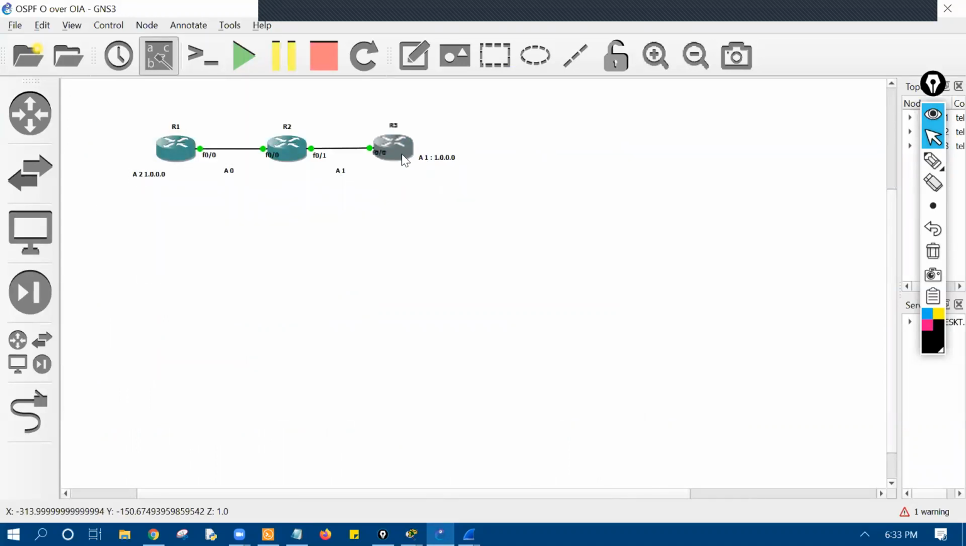Then you can do that. Then R2 will become the ABR router. Then you can do that. At least one interface must belong to the area. At least.